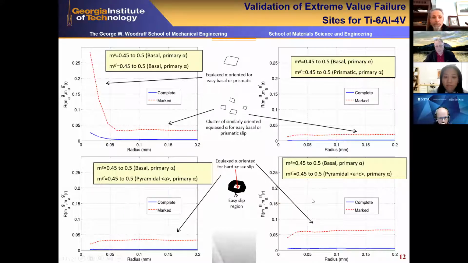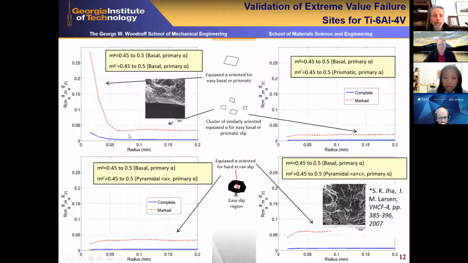And interestingly enough, when you look at these red dashed lines in each chart, those are the marked correlation functions. So it shows the enhanced probability relative to the blue, which is the complete overall microstructure. It's almost like a concentration factor, if you will, of the probability of finding these scenarios at the hotspots.